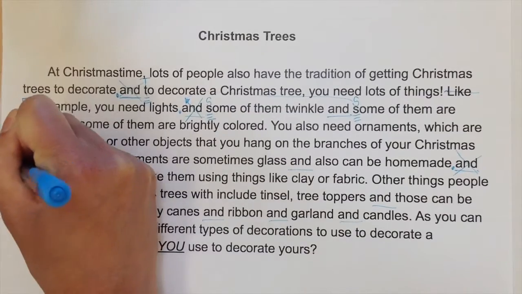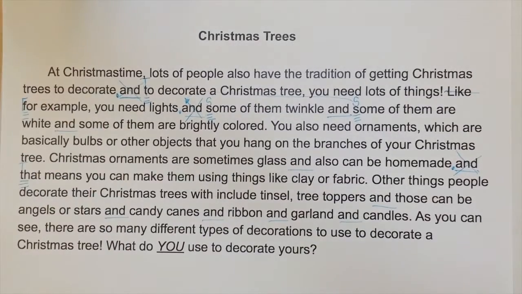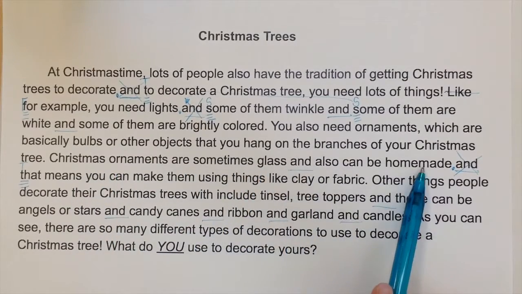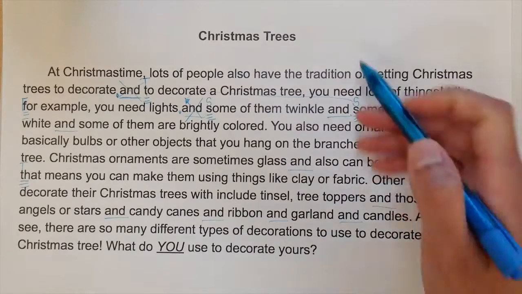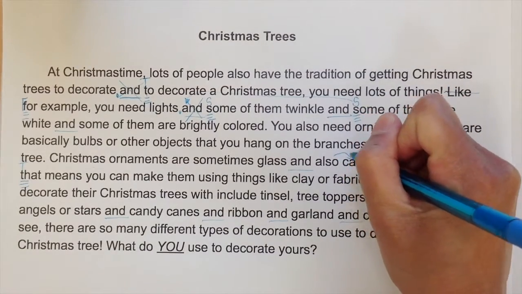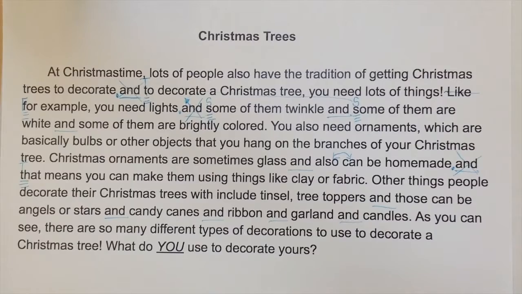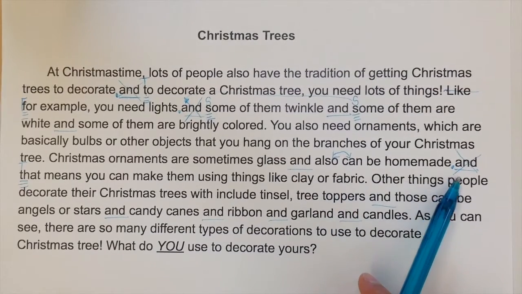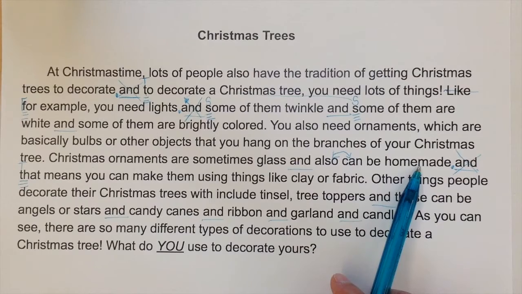I also need to make sure that I capitalize the T because now that's the beginning of my sentence. So, Christmas ornaments are sometimes glass and also can be homemade. I think I mean to switch these: and can also be homemade. That makes more sense. That means you can make them using things like clay or fabric. Yeah, that sentence totally makes sense without the word and, and it also makes sense when it's not connected to the sentence that came before. I'm going to keep going.